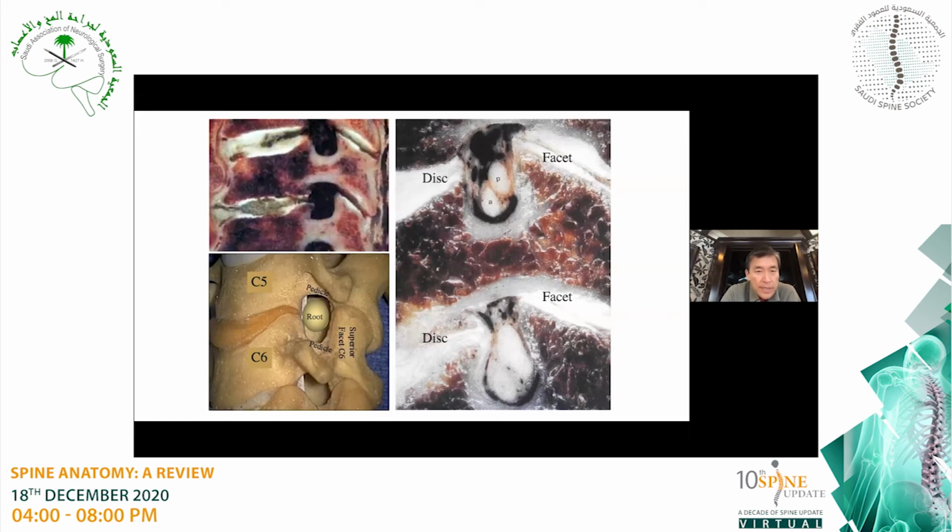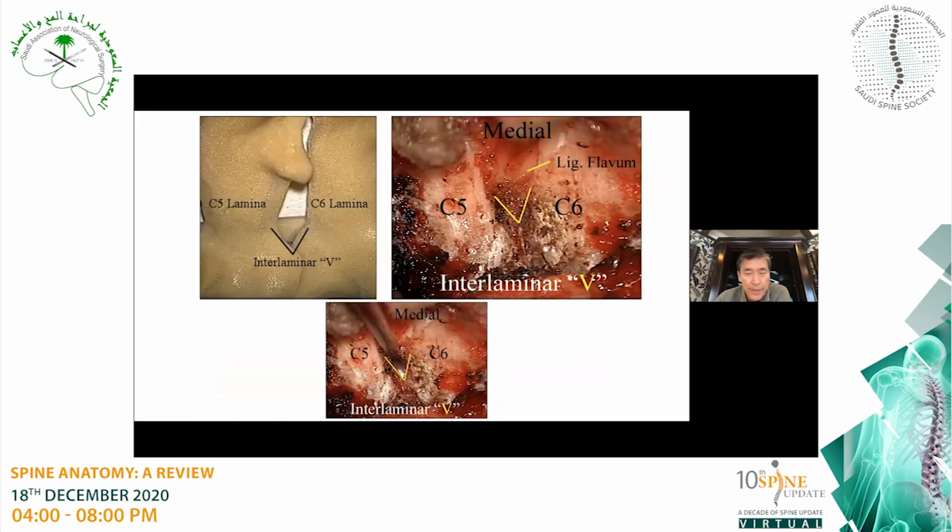Anteriorly, it's the uncinate and the disc. And posteriorly, it's the superior facet. So at C5-6, it's the superior articular facet of C6. And that's what compresses the nerve. So if you want to get out laterally, you have to go lateral to the pedicle because the pedicles define the foramen. And the way you do that is you look for what I call the interlaminar V between the lamina of C5 and C6 where they meet.